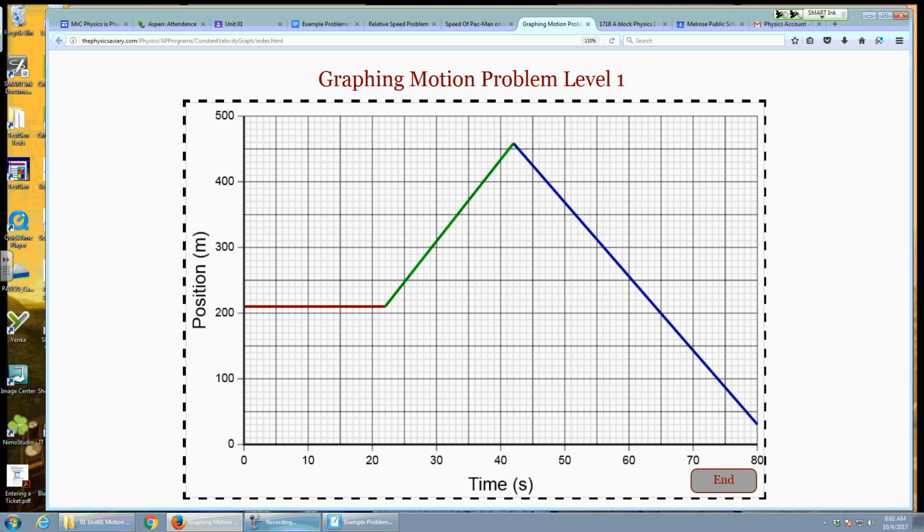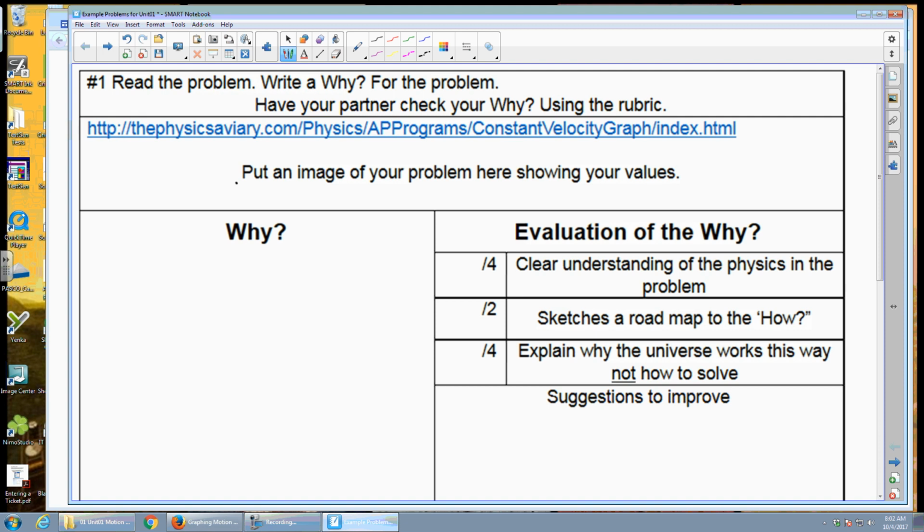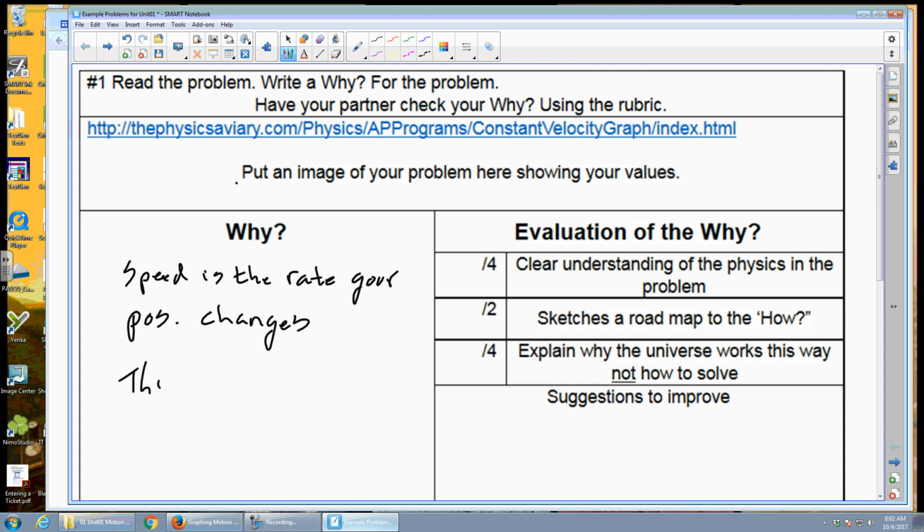Yeah, so that's a position time graph. So we know that speed and velocity are the rate that your position is changing with respect to time. So I would do something along those lines, like: speed is the rate your position changes, and then put something about this rate is shown by the slope.